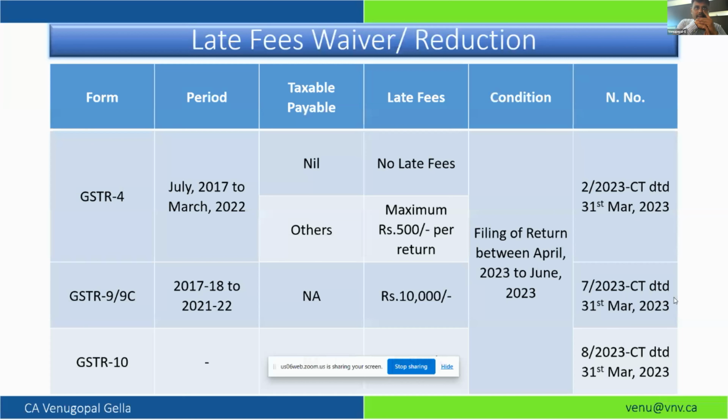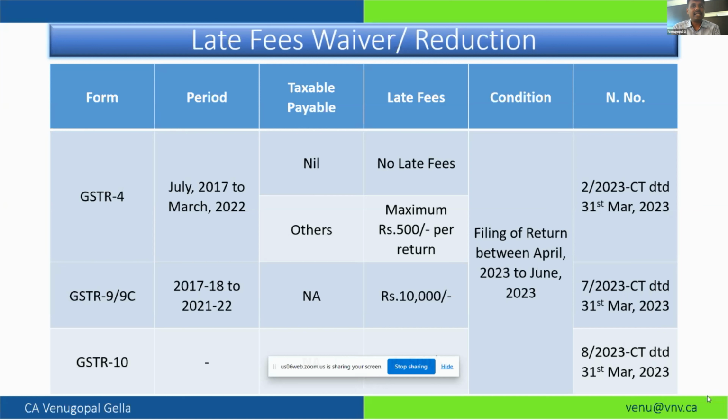Point number two, like GSTR 9C, we know that the late fee is up to 0.25% of the turnover in the state, and 0.25% CGST, 0.25% SGST, which is pretty high. And under the GST law, the originally contemplated late fee was 100 rupees per day. Over time, there has been relaxation. In fact, even in the COVID period, we had relaxation. Post that, it was restricted to 25 rupees, 50 rupees. So these numbers will change from time to time, so you need to be very mindful of that.